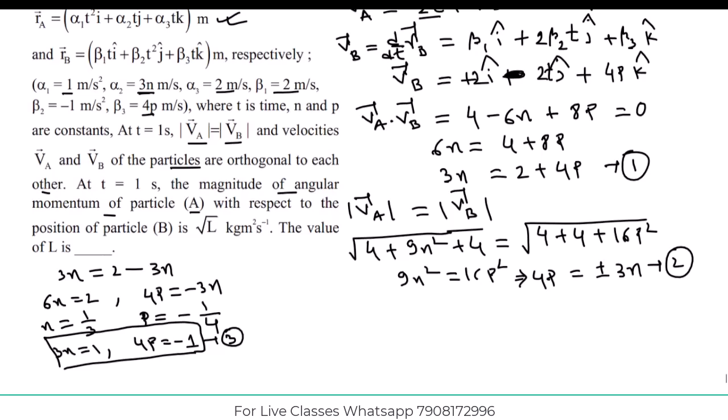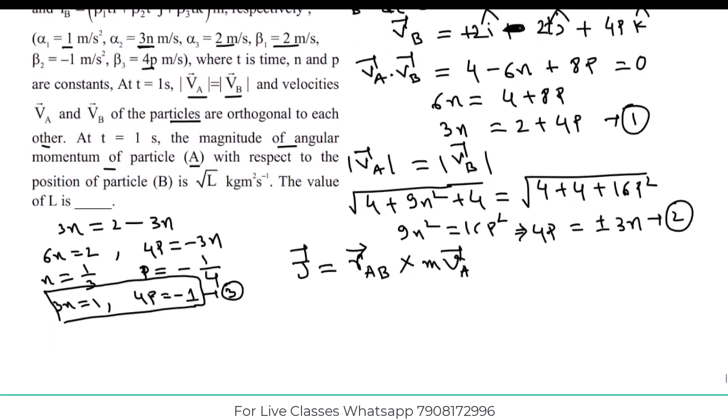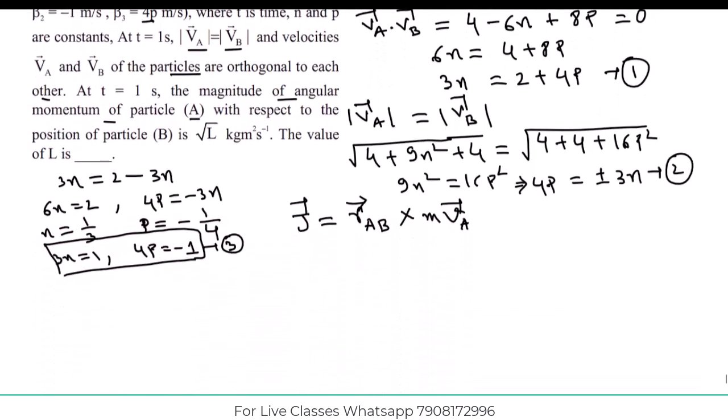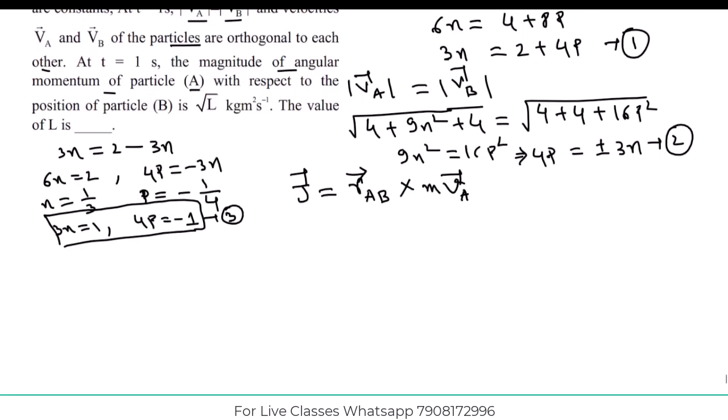We know that angular momentum J vector is equal to r cross p, that is r_AB, the position vector of A with respect to B, cross m v_A. Now m is 1 kg, as both the particles have the same mass. So first calculate r_AB, that is r_A minus r_B at 1 second.